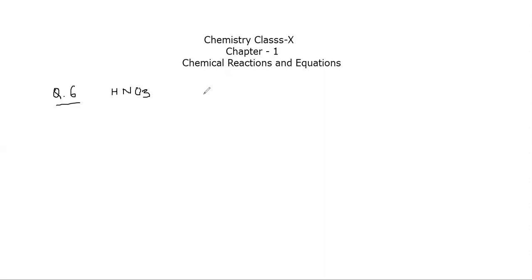HNO3 plus Ca(OH)2 gives Ca(NO3)2 plus H2O. Here we count the number of H atoms. Here H atoms 2 and this is 1, 3, but here it is 2. Here NO3 1, here NO3 2.